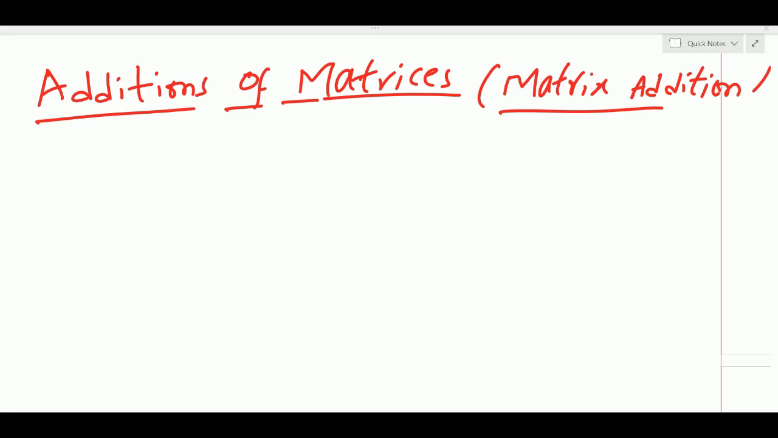Additions of matrices. How do we add matrices, and when can we add them? First we need to know when. When the matrices are added, they must be in the same order. Suppose two matrices A is of order m by n, and B is also of order m by n, then only they can be added. A m by n plus B m by n of the same order, we get a sum which is another matrix of order m by n only.